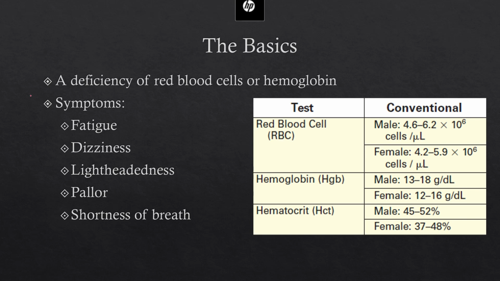General symptoms of anemia: fatigue, dizziness, lightheadedness, pallor, shortness of breath. Generally speaking, these are the same type of symptoms as hypoxia, because on a smaller scale, anemia is hypoxia, because it's a deficiency of oxygen-carrying capability in the blood.